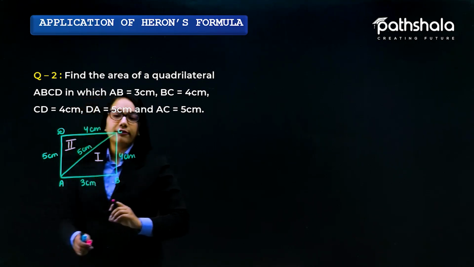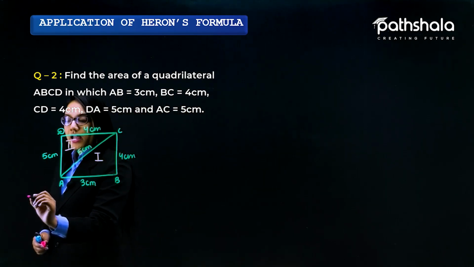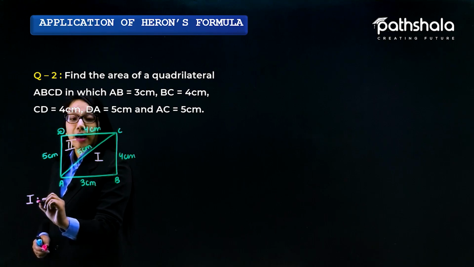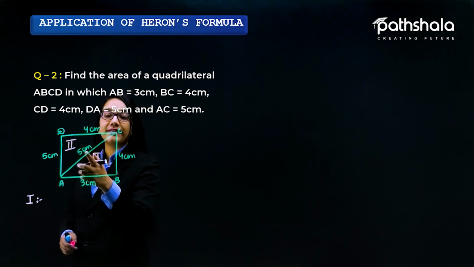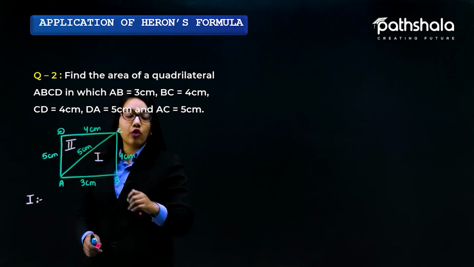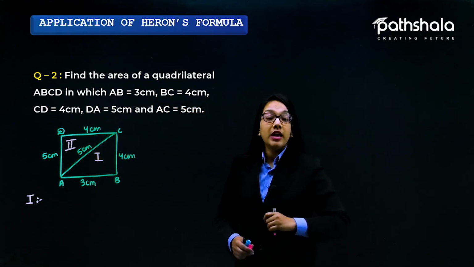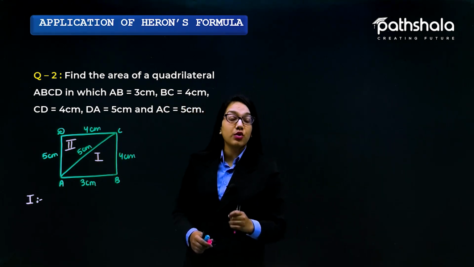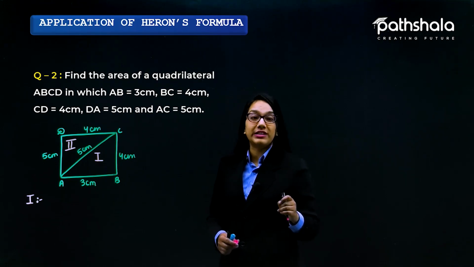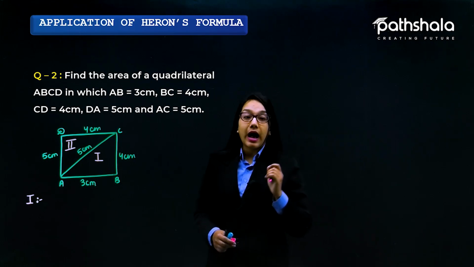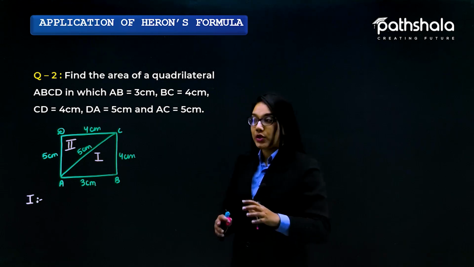First of all, the very first triangle has the sides 3 cm, 4 cm and 5 cm. So this 3, 4 and 5 is actually making a Pythagorean triplet. What does it mean? If I use the Pythagoras theorem for this triangle, then all 3 measurements satisfy the relationship that hypotenuse square is equal to perpendicular square plus base square. Let's see how.